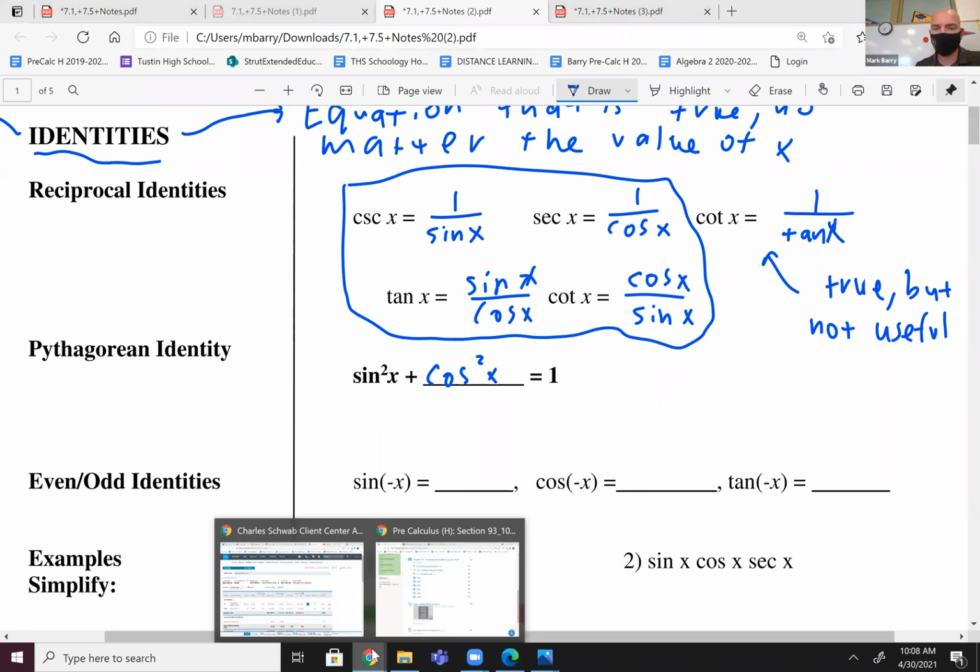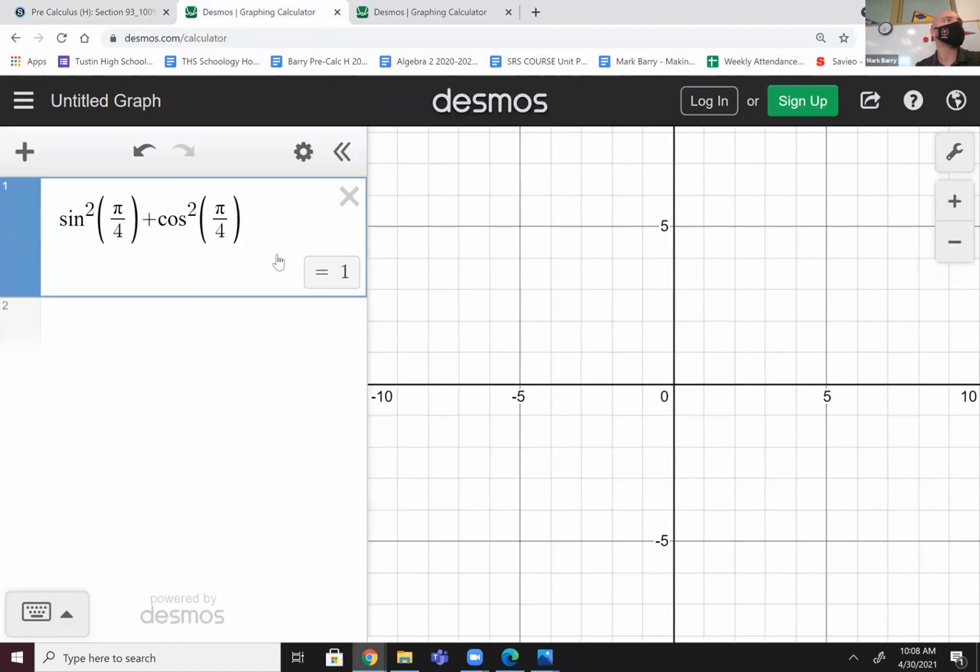So I can actually show you this. I made this on Desmos here. So I put in here sine squared of pi over 4 plus cosine squared of pi over 4, and you can see the answer is 1. And even if I change this to pi over 5 now, the answer is still 1. You'll notice that when one of them is different, it doesn't equal 1. So when I make that one a 7 and that one's still a 5, it's not 1. They have to be the same thing in both trig functions.